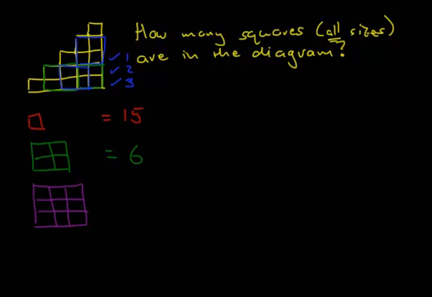And as we discussed earlier, there's just one that's in a 3 by 3 grid. So the total number of squares of all sizes is 15 plus 6 is 21 plus 1 is 22. And we're done.